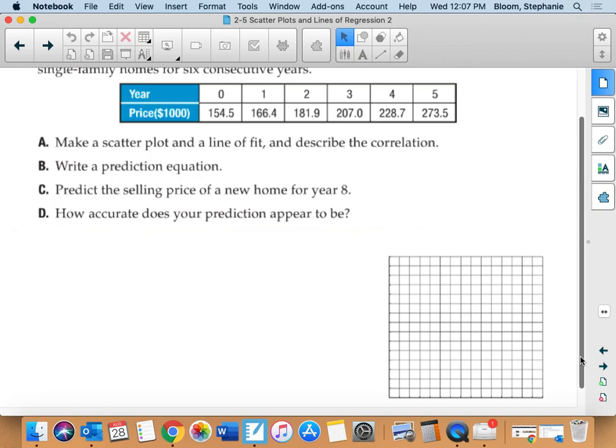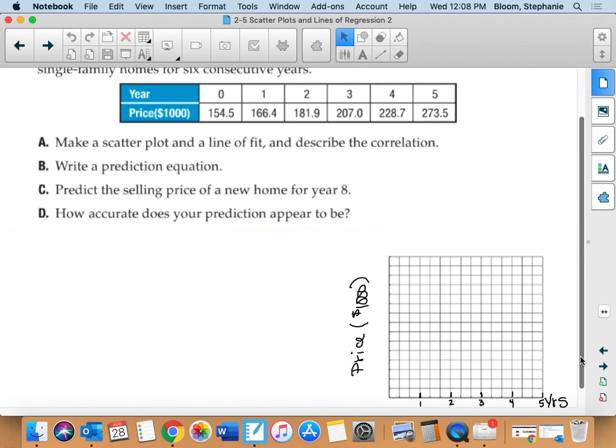Okay, so again, we need to label our axes. We know that the x-axis is our years. I'm going to put this off to the side so I have room for my numbers. And then this would be my price, and this price represents thousands. Okay? And I'm going to just go every 3 and put a number here. So there's a 1, 2, 3, 4, 5. And then I'm going to start at 150 here.